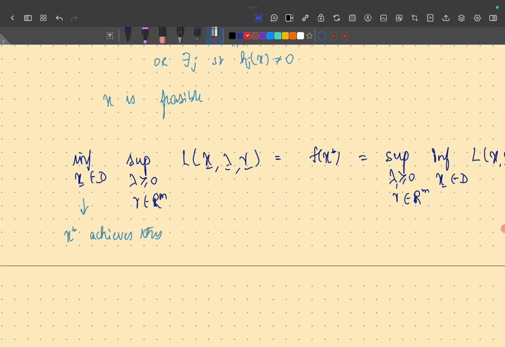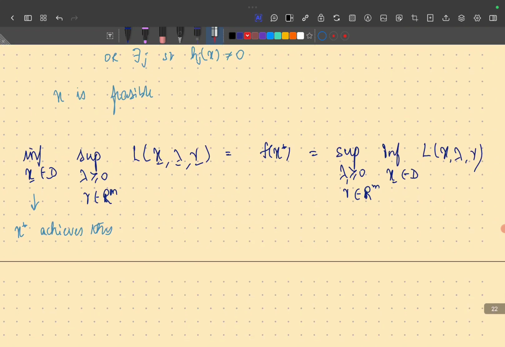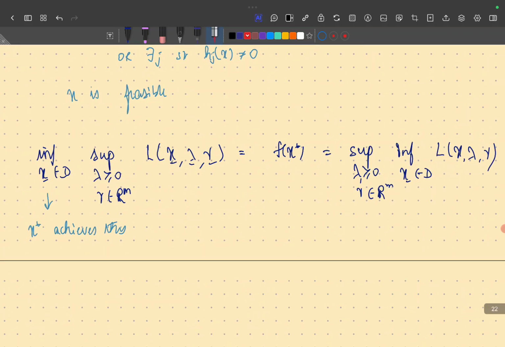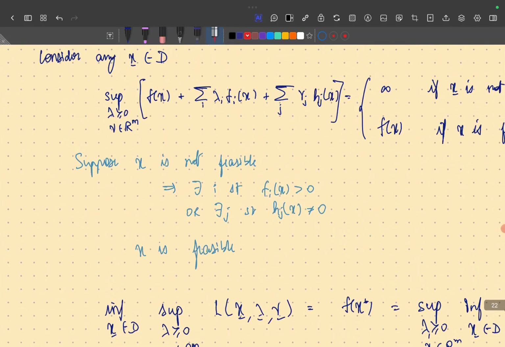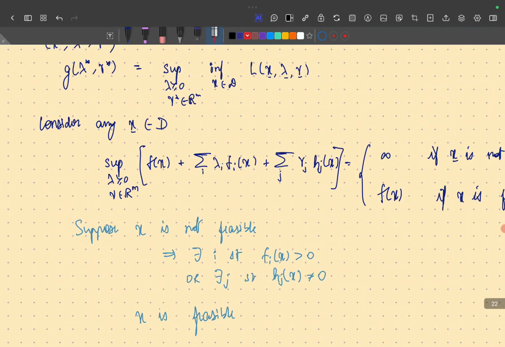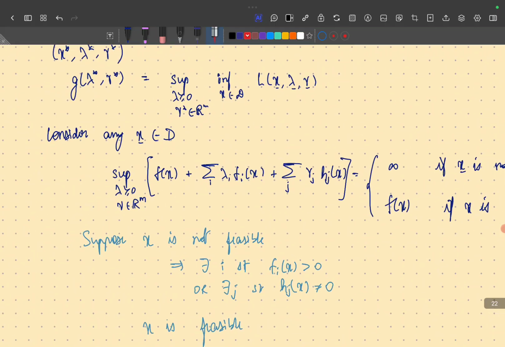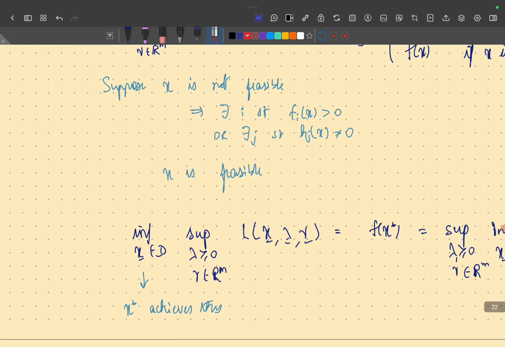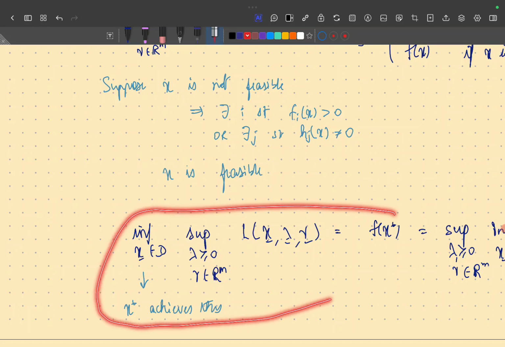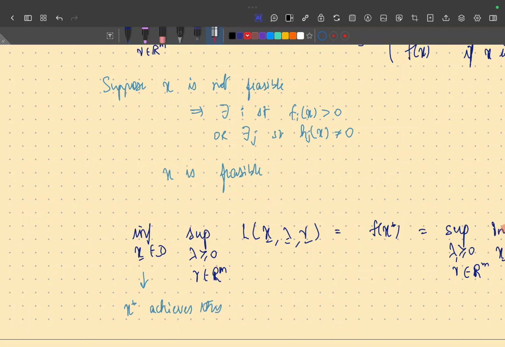The one subtle point is, does the second part need strong duality? In the first part, does it need strong duality? This part requires strong duality, right? The other one, not really. I've never used strong duality anywhere over here. So this is true always.